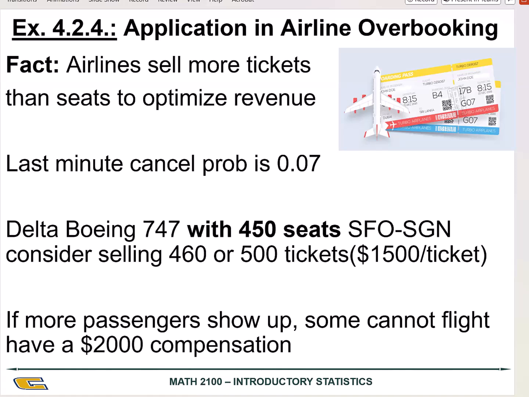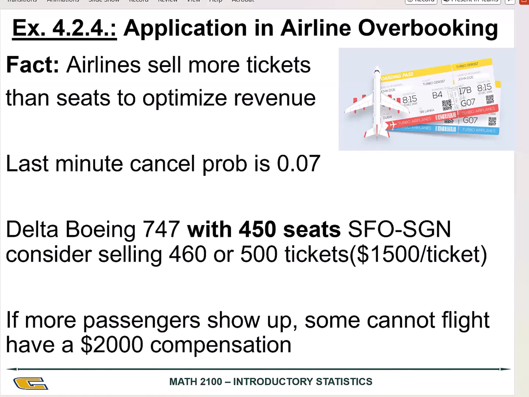Let's look at an example, like the Delta Boeing 747. It has 456 seats. It flies from San Francisco to Ho Chi Minh City, which is SGN airport in Vietnam. So if they have 456 seats, they may consider selling maybe 460 to 500 tickets, okay? They don't sell exactly 456, but they do sell more.